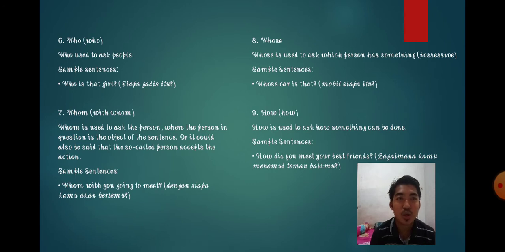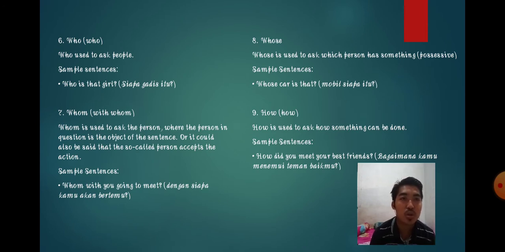And the sixth, who is to ask about people. Example, who is that girl? Atau siapa gadis itu? And seventh, whom or with whom. Whom is used to ask about the person when the person in question is the object of the sentence, or it could also be said that the person accepts the action. Example, whom are you going to meet? Atau dengan siapa kamu akan bertemu?